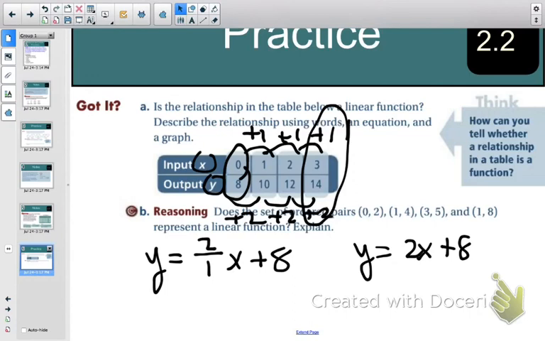You can go ahead and see if you can figure out part b here. See if you can write the equation for it, or if it is linear.